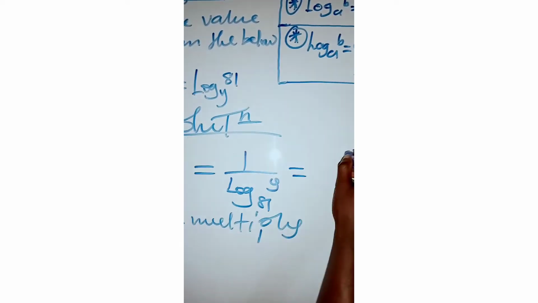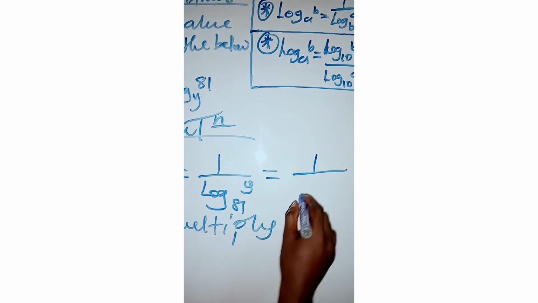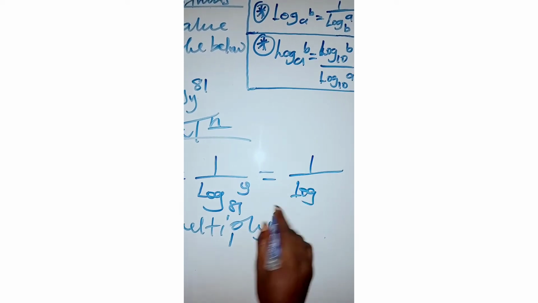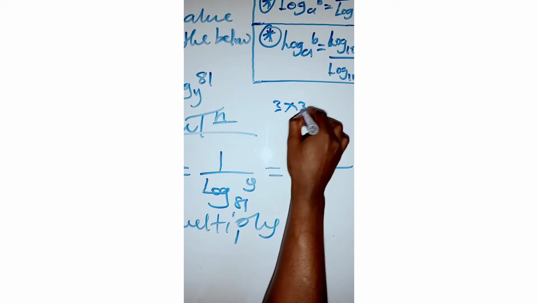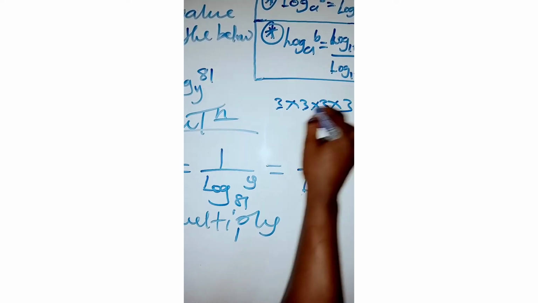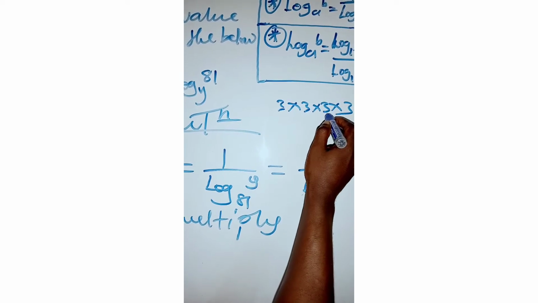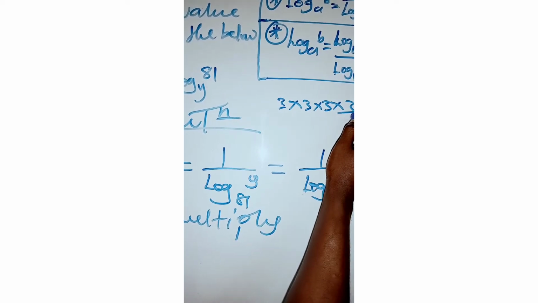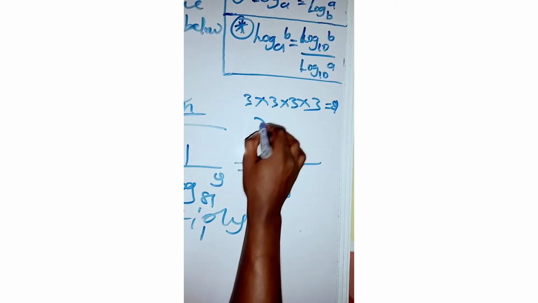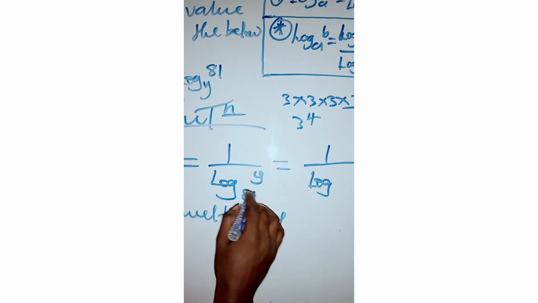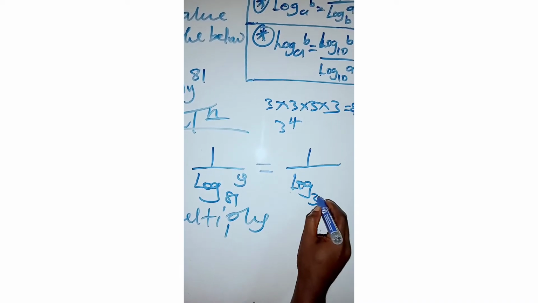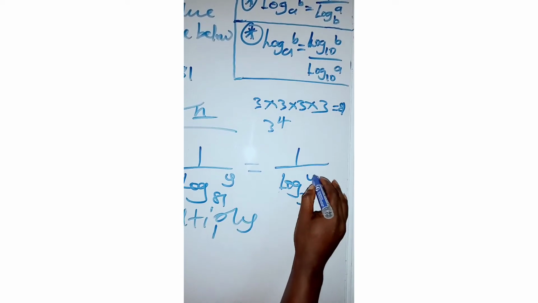We have this 1 over, this one will be log. Now remember that this 81 is the same thing as 3 times 3 times 3 times 3. 3 times 3, 9. 9 times 3, 27. 27 times 3, 81. That means 3 raised to power 4. So we can replace this 81 with 3 raised to power 4. In that regard, we are going to have this to be 3 raised to power 4, then y.